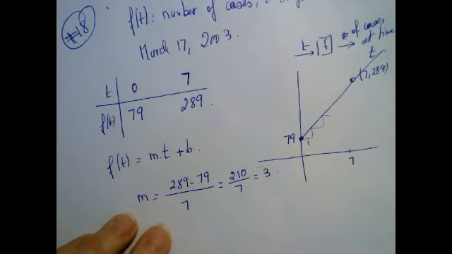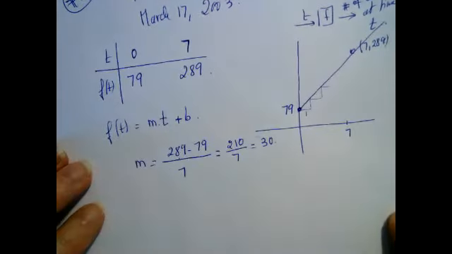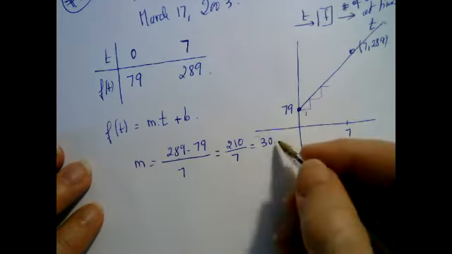Which is 3. Am I correct or am I goofing? Don't you mean, isn't 210 divided by 7 30? What? I meant 30. Okay. I'm going to make more mistakes. All right, so now I have the slope.